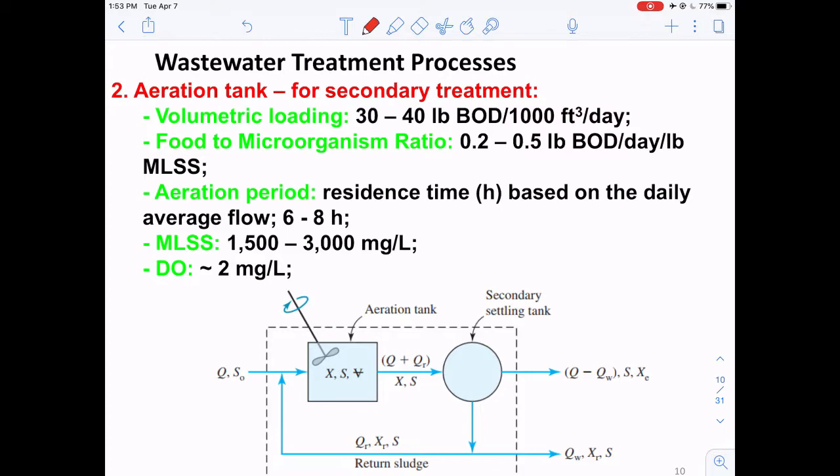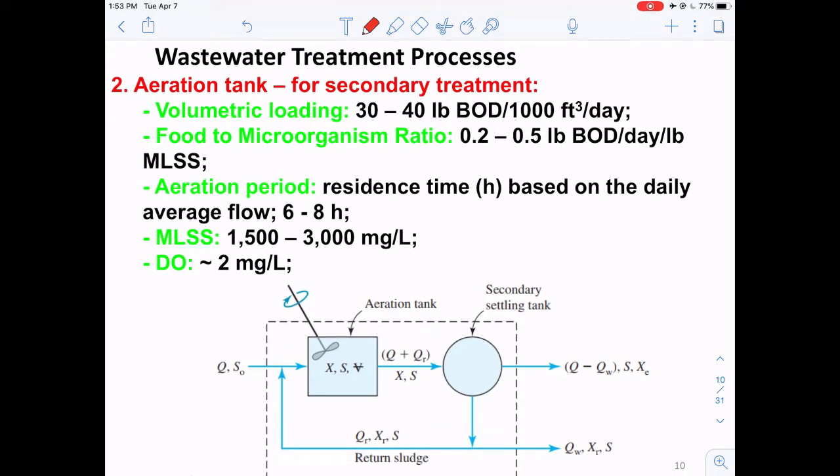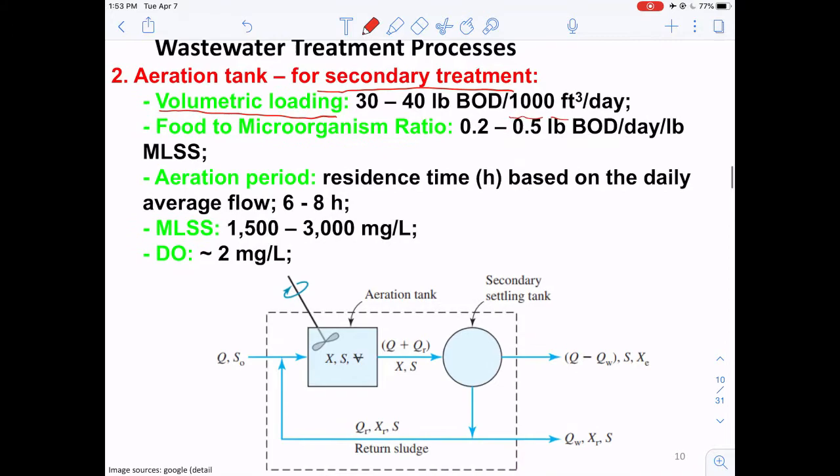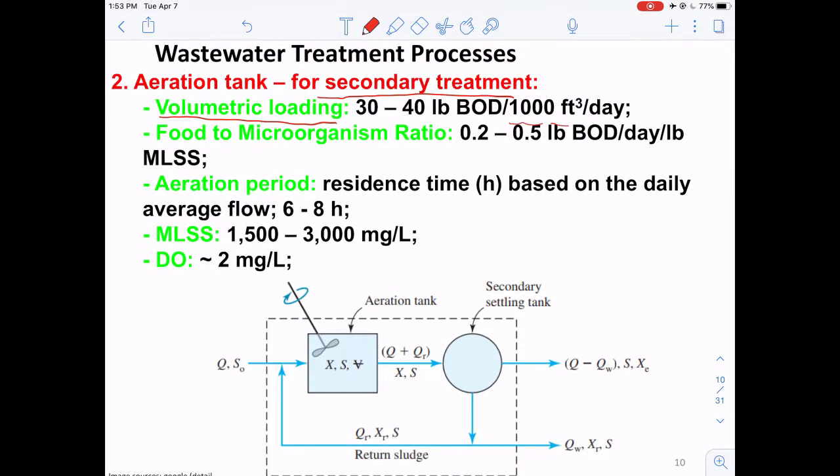Okay, so let's go through these definitions again. So for an aeration tank, which is used for the secondary treatment process, there's a term called the volumetric loading, which is basically how much BOD we're introducing into the aeration tank. And this here is also dividing by the unit volume of the aeration tank. Okay, so you can think of this as the food that's being introduced into the tank here. So there's a term called the food to microorganisms ratio. Okay, so this is basically the F over M ratio.